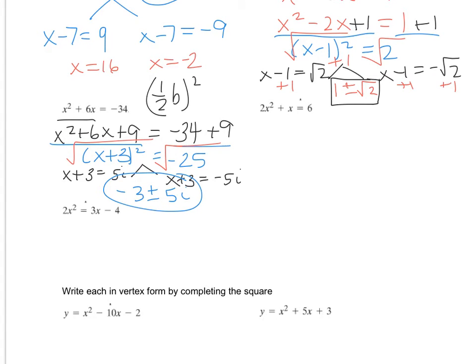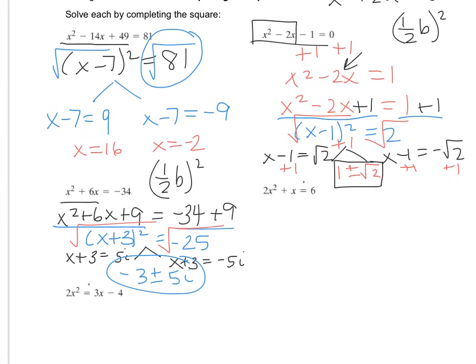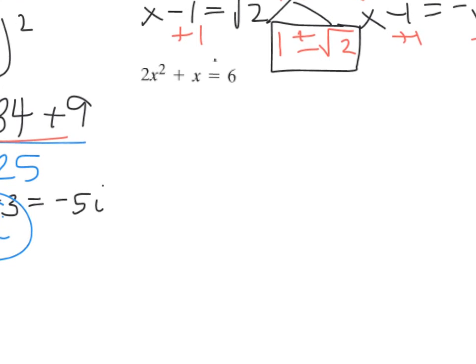Okay, so far we've been doing quadratics that have x squareds. We haven't had to do anything that had an a out front, like an a that's not 1. So when you complete the square, you need to make sure that the coefficient, the number in front of x squared, the a, is 1. So in order to make this 1, I'm going to divide everything through by 2. So now I have x squared plus 1/2 x equals 3.